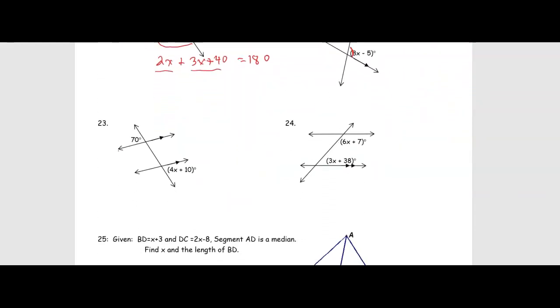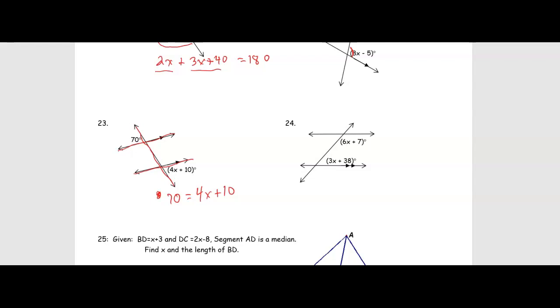23. Here's our parallel lines. Notice how these two angles are both on the outside of those parallel lines, and they're on the opposite side of the transversal. So these are what we call opposites, because they're on opposite sides of this line, the transversal, but they're outside of those parallel lines. So these are opposite exterior angles. Opposite exterior angles are congruent. So that means you're going to take your 70, set it equal to 4x plus 10.